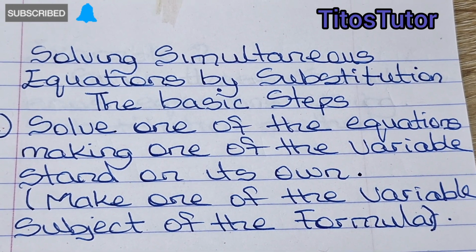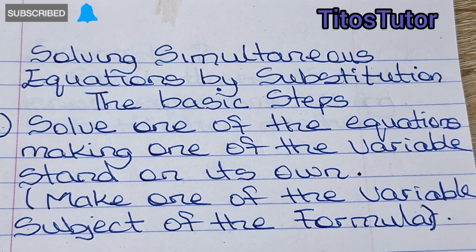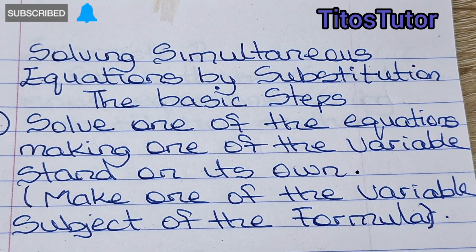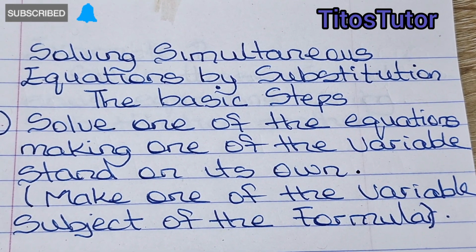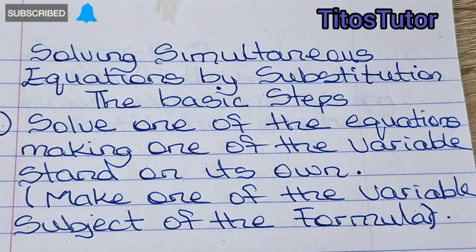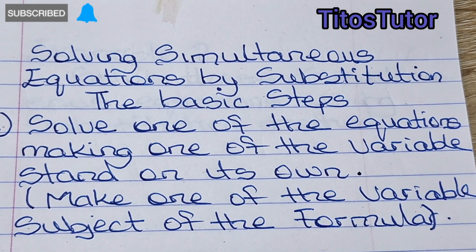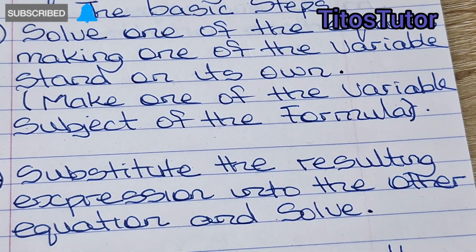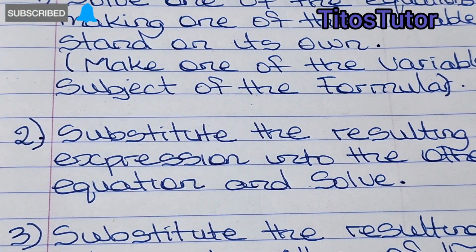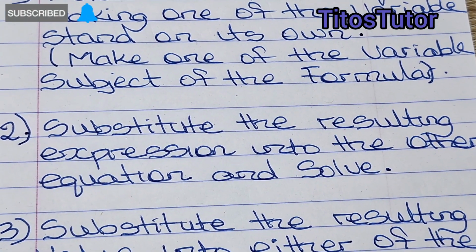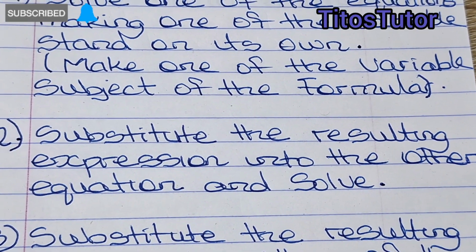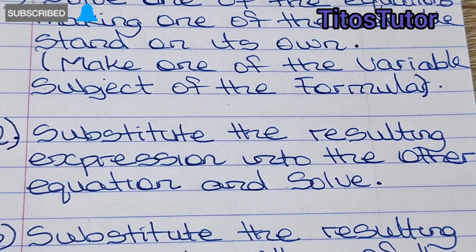For example, if I want x to be the subject of the formula, I go to any of the equations, make x the subject of the formula, standing on its own, and every other thing on the other side of the equal sign. Then I have made one of the variables the subject of the formula. After that, I go to the next step. Step number 2 is to substitute whatever expression you got for making that particular variable the subject of the formula. You substitute it in the other equation.